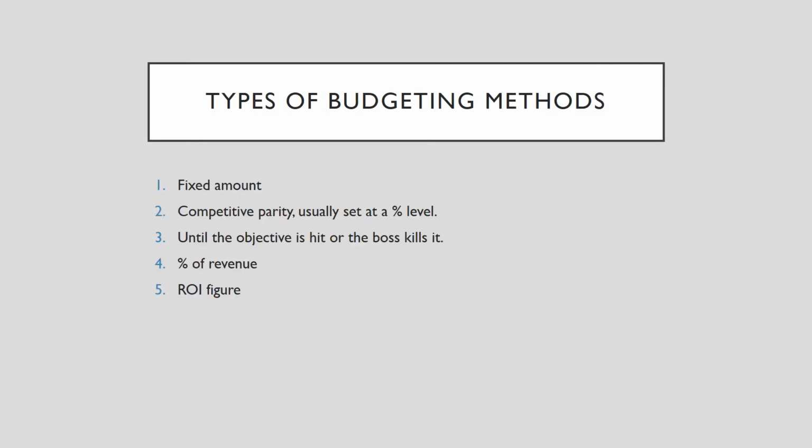So, we'll look at types of budgeting methods used in advertising. Fixed amount, competitive parity, usually set at a percentage level, until the objective is hit or the boss kills it, number 3. Number 4, percentage of revenue. And number 5, return on investment figure.